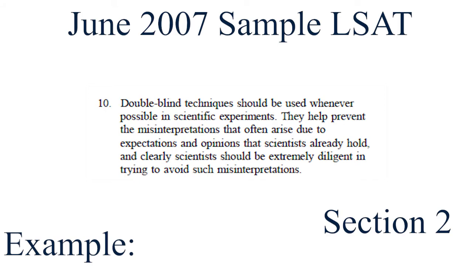Double-blind techniques should be used whenever possible in scientific experiments. They help prevent the misinterpretations that often arise due to expectations and opinions that scientists already hold, and clearly scientists should be extremely diligent in trying to avoid such misrepresentations. We can break this argument down into premises and conclusions.